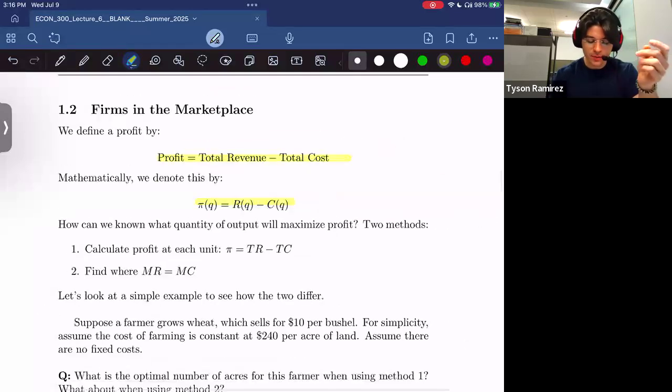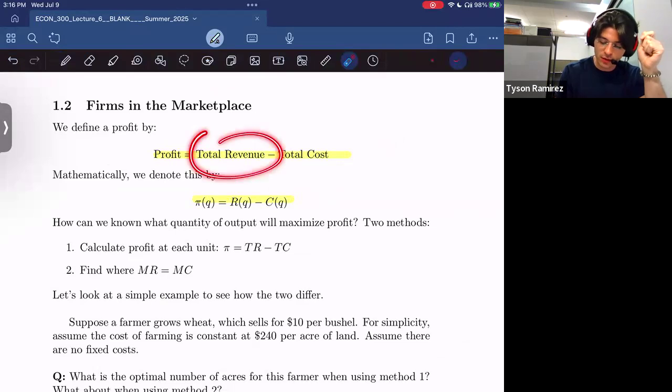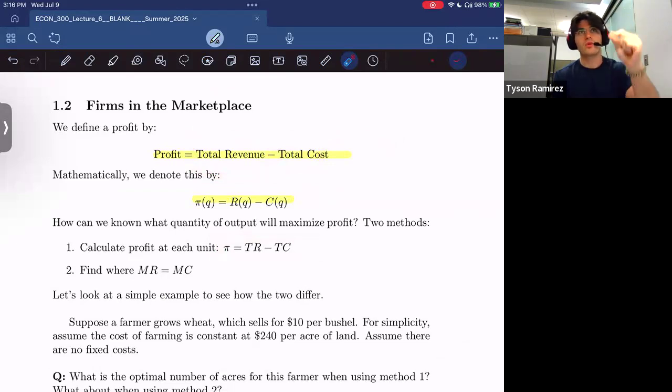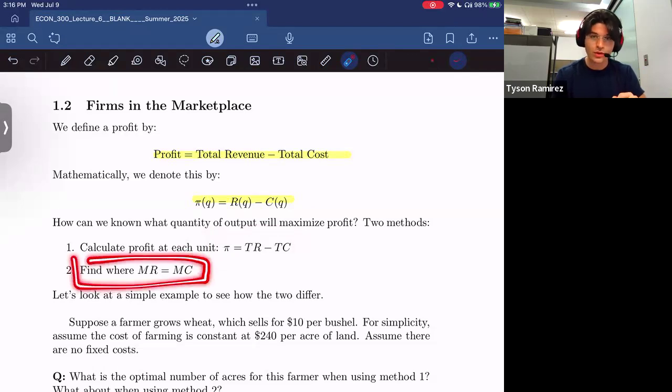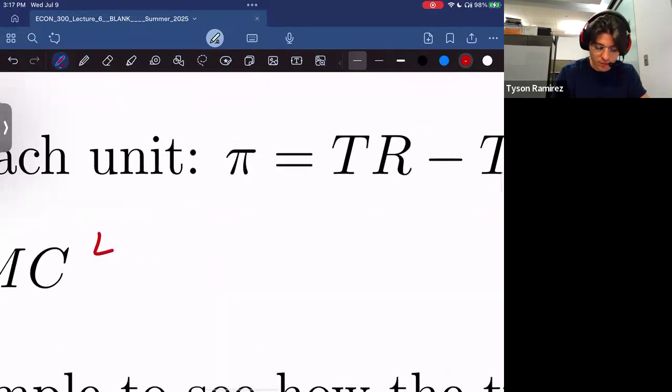So with this in mind, how do we know what quantity of output will maximize profit? Well, you can go about this in two ways. One, you could simply calculate profit at each unit, exactly this, total revenue minus total costs, and just see at what number of units profit is maximized, giving us the highest profit level. Alternatively, you could just find where MR equals MC, what I will often refer to as the golden rule.